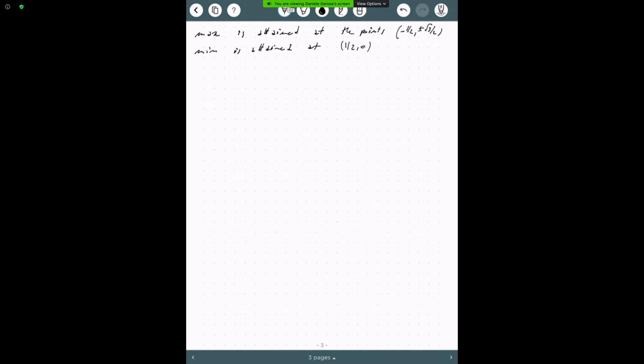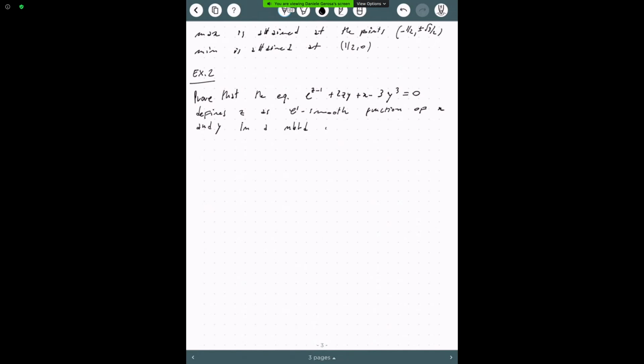Okay. Exercise number 2. Not 3, 2. So in exercise number 2, we want to prove that the equation e to the z minus 1 plus 2zy plus x minus 3y to the power of 3 equal to 0 defines z as a C1 smooth function of x and y in a neighborhood of the point p equal to (0, 1, 1).